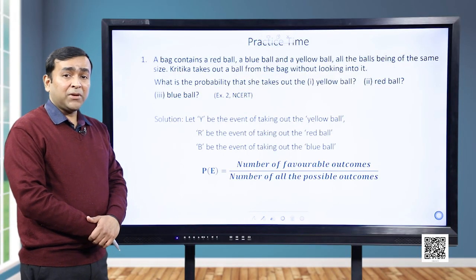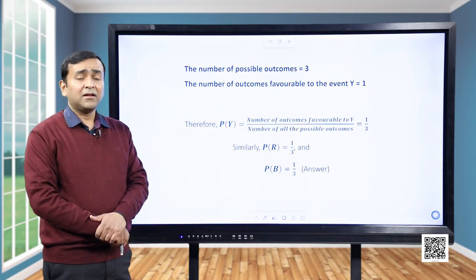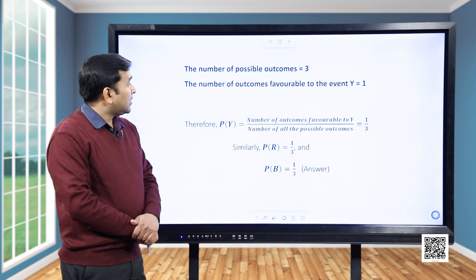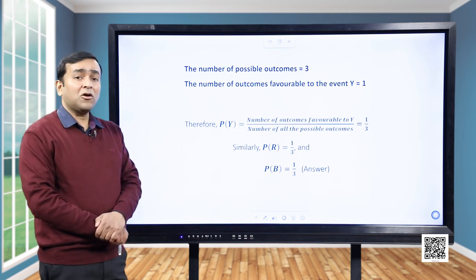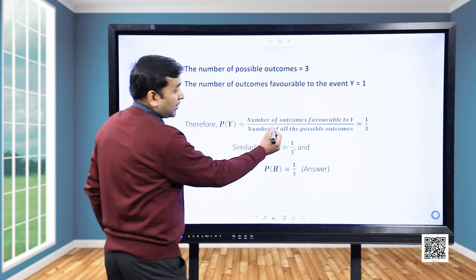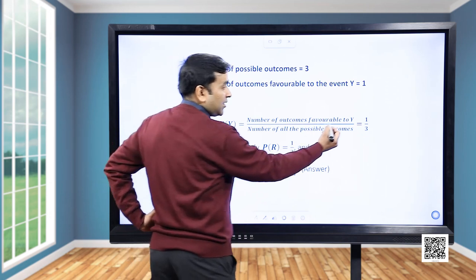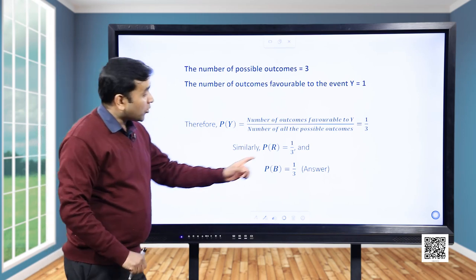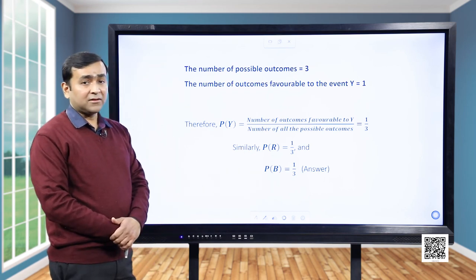So we use the formula P(E) equals number of all the favorable outcomes upon the number of all the possible outcomes. Since we have 3 balls in the bag, yellow, blue and red, the number of possible outcomes is 3, and the number of favorable outcomes of taking out the yellow ball is 1. So what is our probability? The probability of taking out a yellow ball is the number of outcomes favorable to Y divided by the number of all the possible outcomes, which is nothing but 1 upon 3. Similarly, the probability of taking out the red ball is 1 upon 3, and the probability of taking out a blue ball is 1 by 3, and this is our answer.